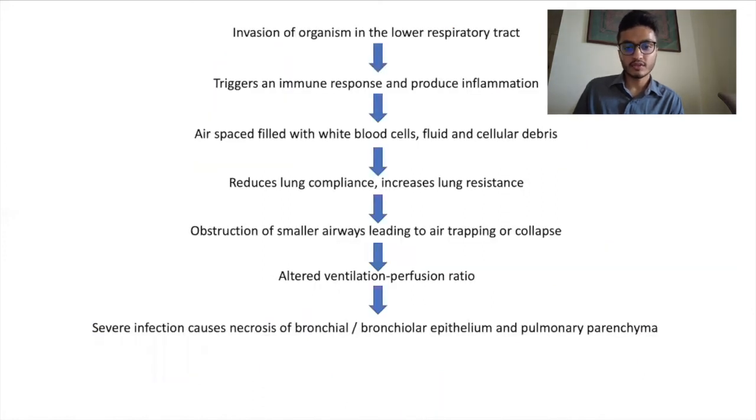So the invasion of organisms in the lower respiratory tract triggers an immune response and produces inflammation. The alveolar spaces get filled with white blood cells, fluids, as well as cellular debris, which further reduces the lung compliance and increases lung resistance. The obstruction of these smaller airways could be either partial, which leads to air trapping, or complete, which leads to complete collapse of the subsegment. This further alters the ventilation perfusion ratio. In case of severe infection, this further leads to necrosis of the bronchiolar epithelium as well as the pulmonary parenchyma.